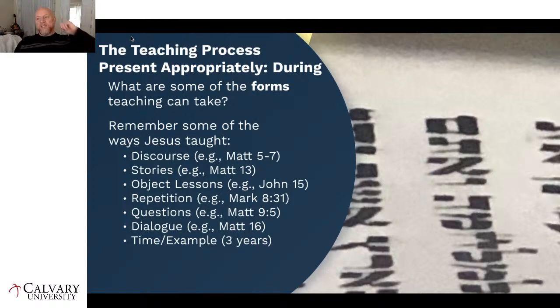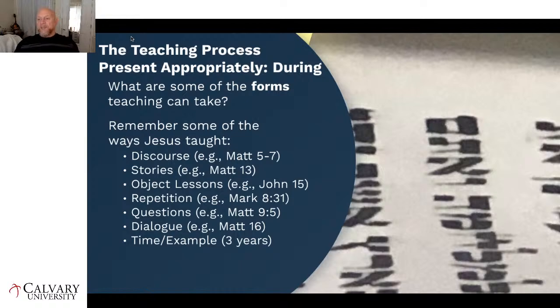Dialogue. So Matthew 16 is this great passage where Jesus is having a dialogue with his disciples, and he starts with a question: who do people say that I am? And then there's discussion about it. And then he asks a second question: but who do you say that I am? Just a beautiful combination of questions there. And then he loves Peter's answer: you're the Christ, the Son of the living God. And then he celebrates that and tells him that that's something that the Father revealed to him.